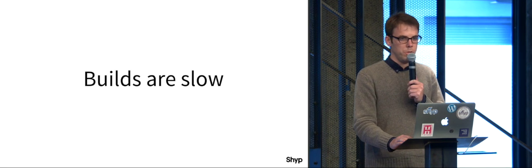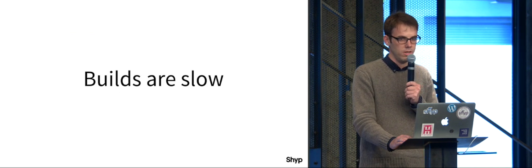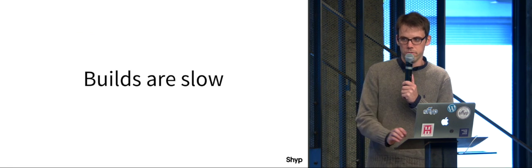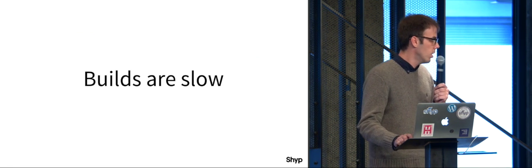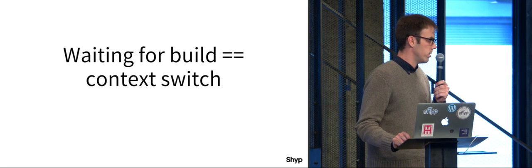Okay, first observation: builds are slow. Slow for me is anything that takes longer than 100 milliseconds. CircleCI builds, even if you just print OK to the screen, take about 30 to 40 seconds, so they're slow. I mean, that's true of anything, right? Anything's probably going to be slower than 100 milliseconds.